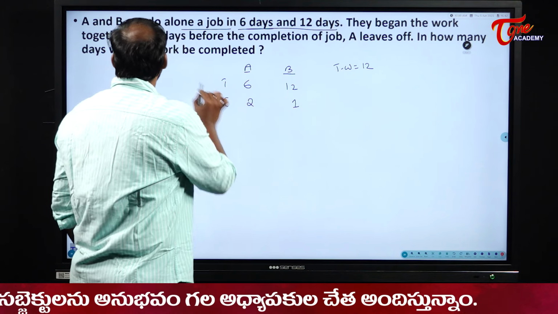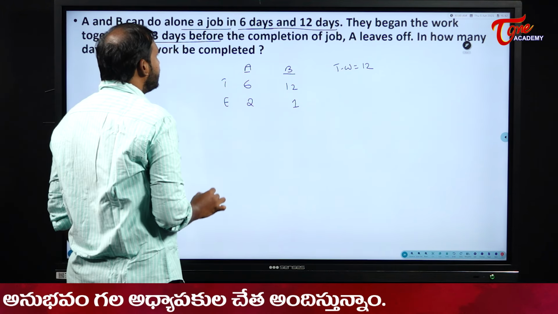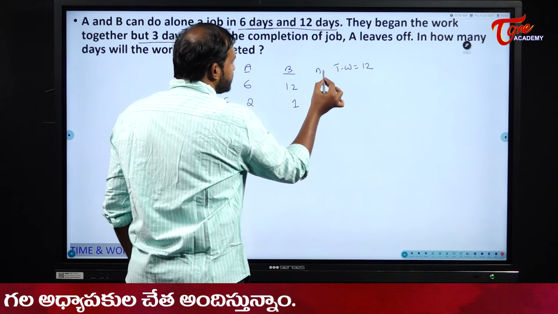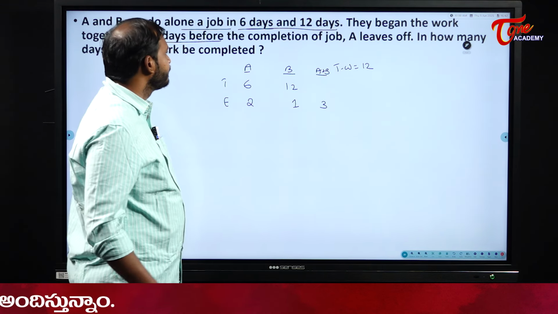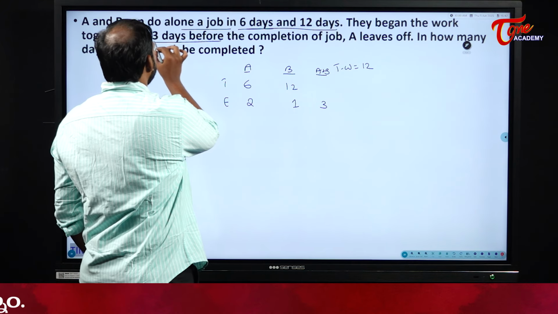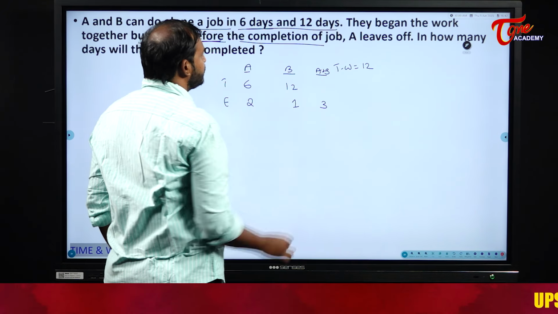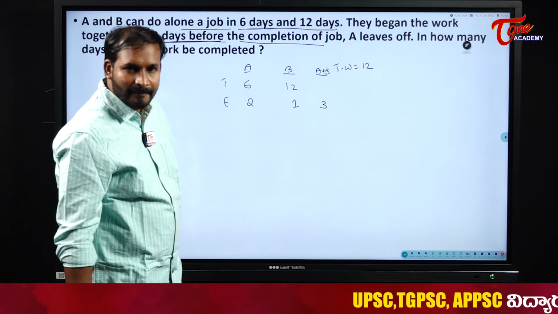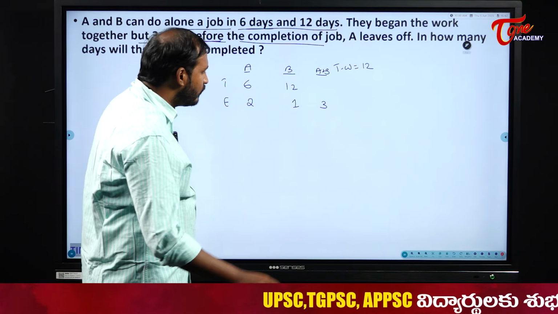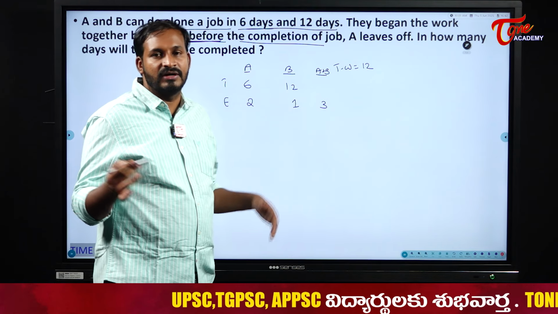Now they began the work together, but 3 days before the completion of the job, A leaves off. That means A and B worked together for some duration. So what is their combined efficiency? 3. In how many days will the work be completed? Now we don't know the total number of days in which the work is finished.